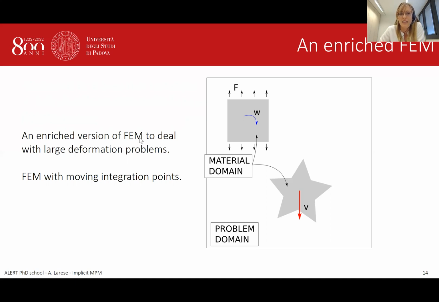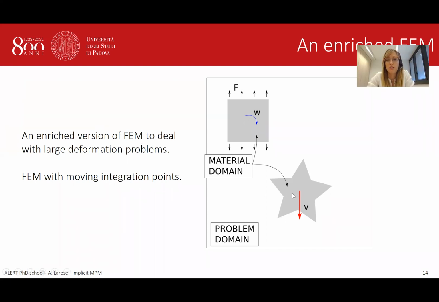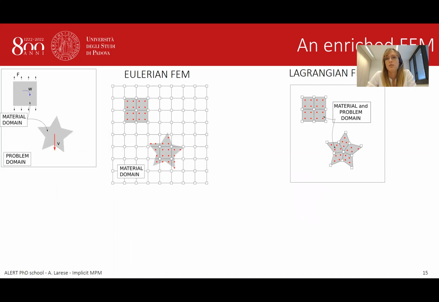So let's imagine we have a problem domain, this big square here, where we have two bodies, a square and a star. The square is subjected to some sort of rotational velocity. The star is subjected to a vertical velocity, and there are some forces around. This is the material you're analyzing. You have basically two ways of treating it using FEM, either using an Eulerian description or a Lagrangian description. In the case of the Eulerian description, you have a fixed mesh that covers all the domain of the problem.